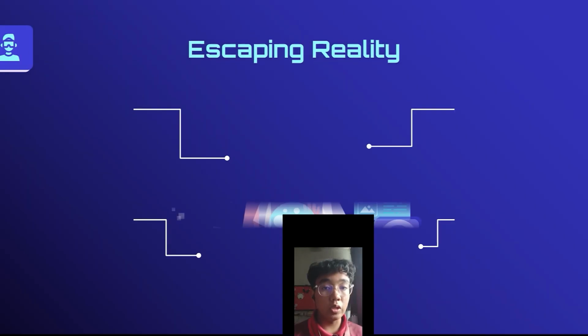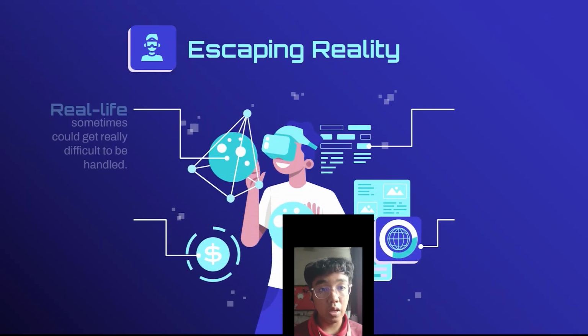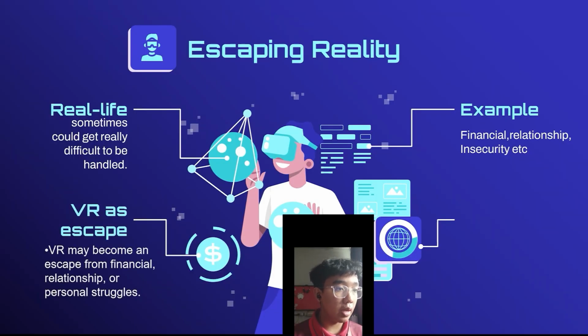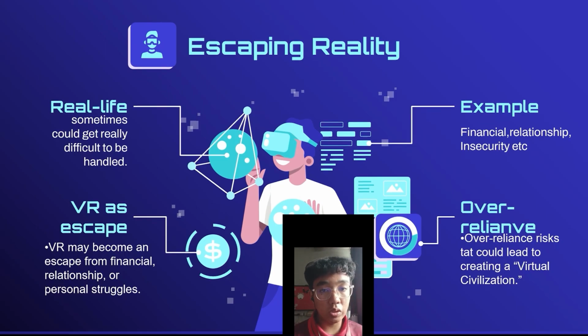And the last impact that it could have on us humans, it could be used to escape reality, because in real life, we have to face real struggles. For example, we could be facing financial struggles, relationship burdens, and insecurity, and it could also lead to over-reliance that could lead to the creation of a virtual civilization.